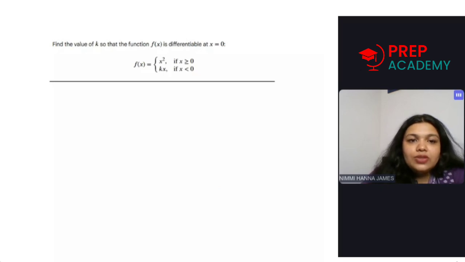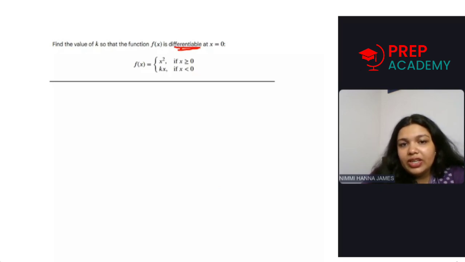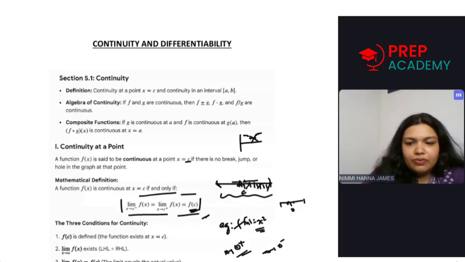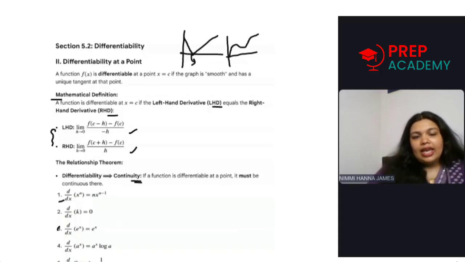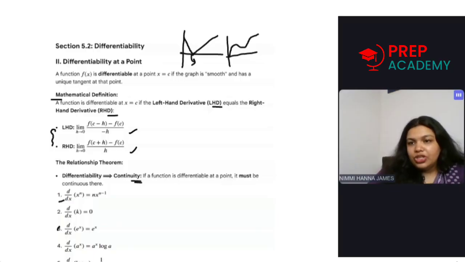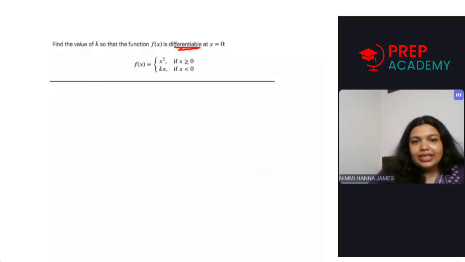Here, find the value of k so that the function f of x is differentiable at x equal to 0. So we are discussing differentiability in this question. What was the differentiability condition? LHD is equal to RHD. If LHD is equal to RHD, then the function is differentiable at that point. It is given that the function is differentiable, so that means LHD is equal to RHD.